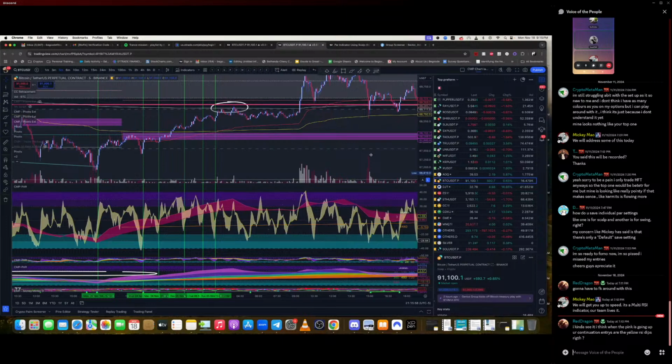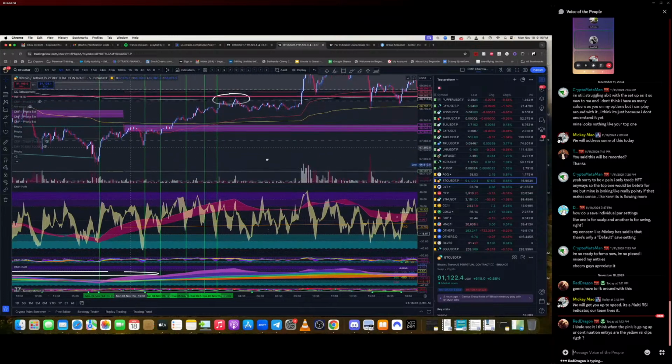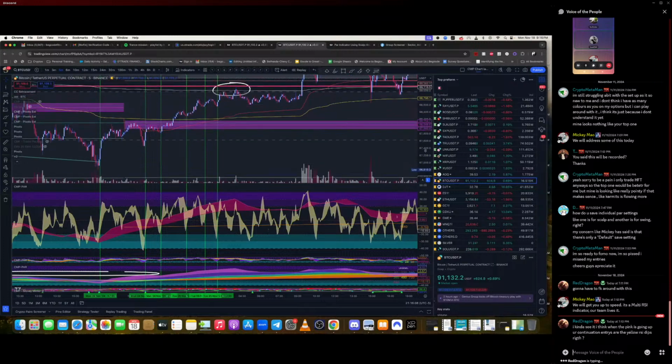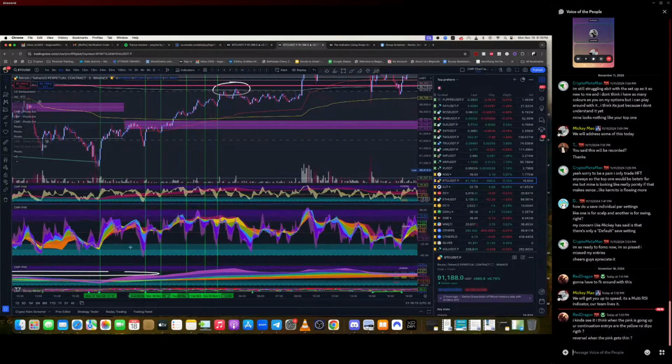Let me see what I can find here. Okay, so this was a hidden bull div right here. And hidden bull divs can be very powerful, especially since we just had, let me go back to the higher time frame.